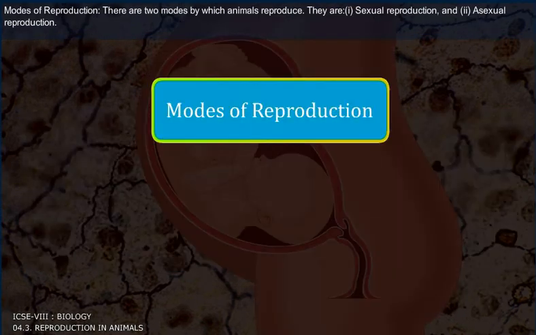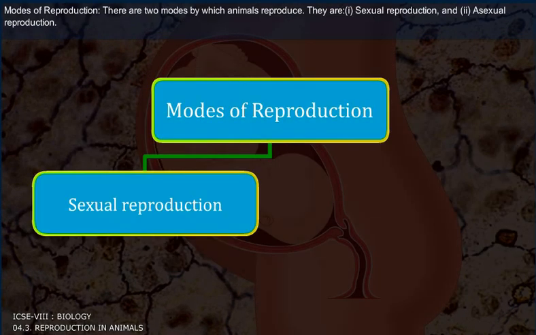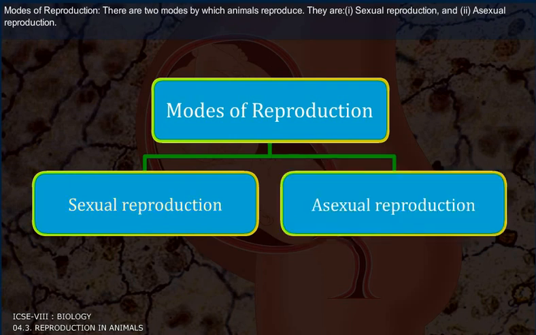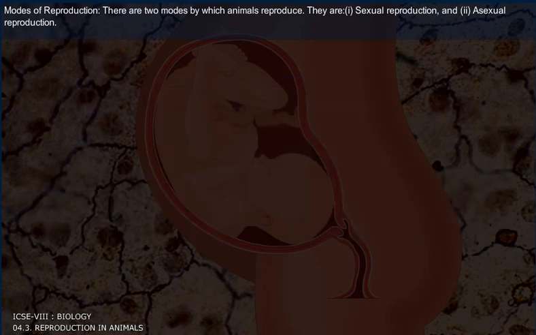Modes of reproduction. There are two modes by which animals reproduce. They are sexual reproduction and asexual reproduction.